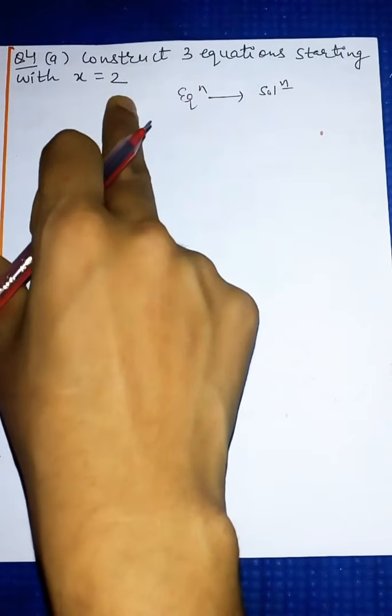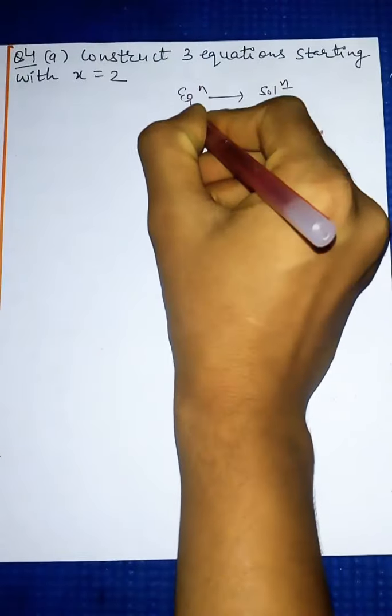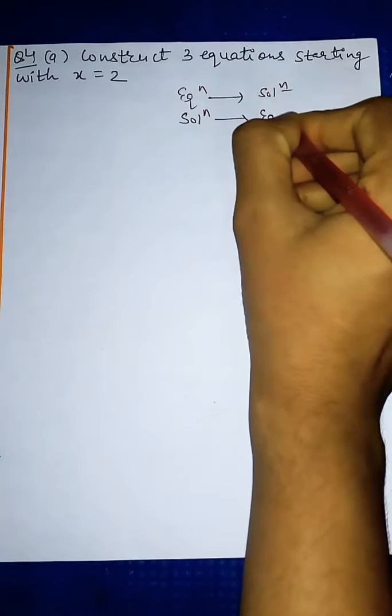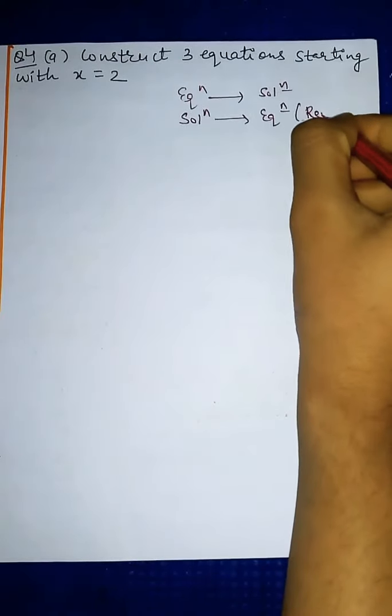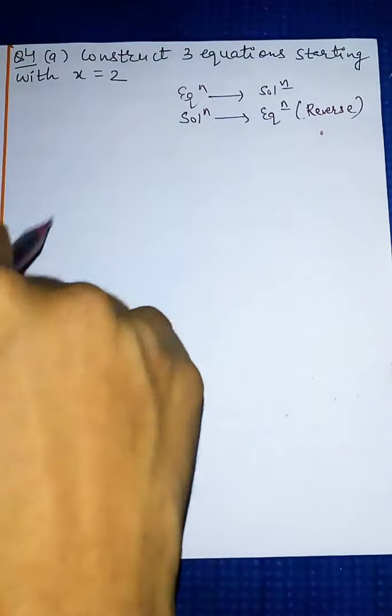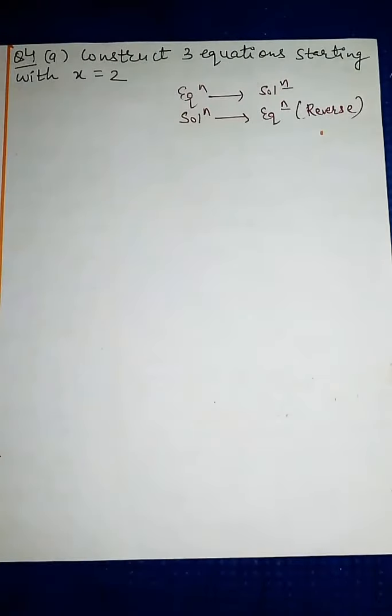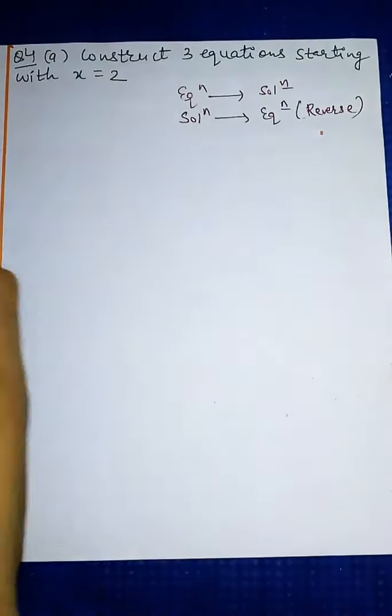x equal to 2 means the value of the variable is given, means the solution is given, and we have to find out the equation. So now we will do the reverse path. Up till now equations were given and we were solving them and finding out the value of the variable. But here the value is already given and we will construct the equation. So how to do this?